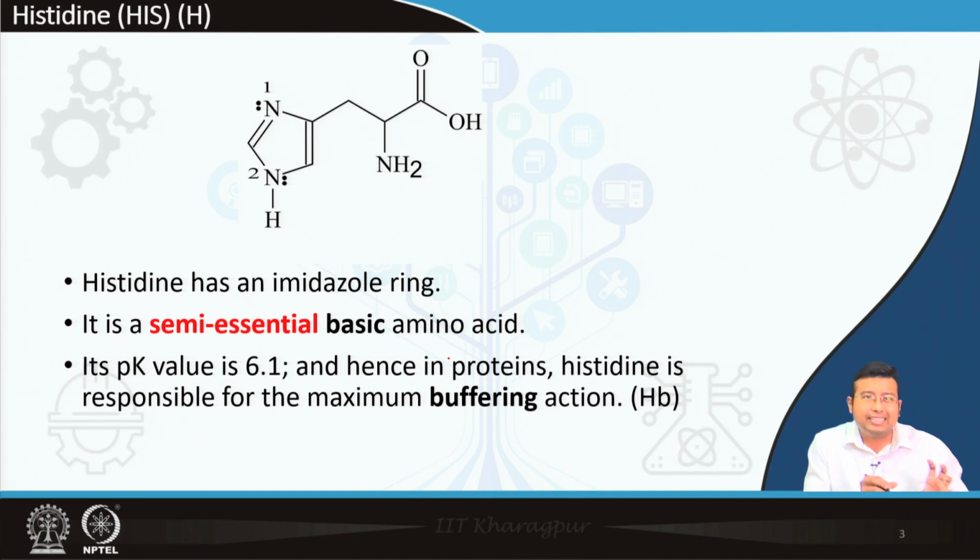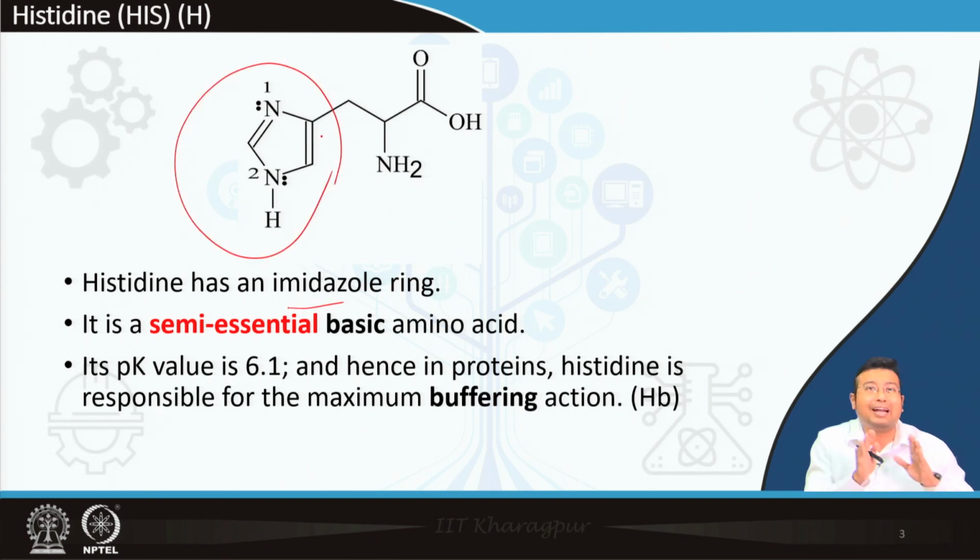Histidine, alright. Histidine, why is it special? If we look at the chemistry, it has an imidazole ring as its side chain, this pentagon, a 5-membered ring which has 2 nitrogens. It is a basic amino acid by its chemical nature and it is semi-essential. I told you, these are amino acids that are not fully required in the diet, but their function can be essential when there is growth and development. So, histidine falls in that category. It is a semi-essential basic amino acid.